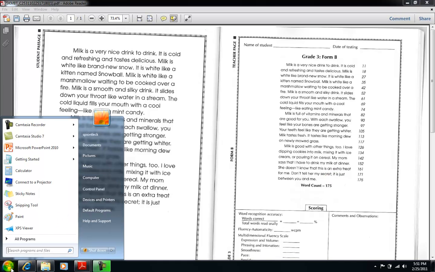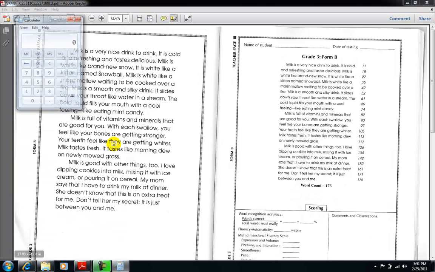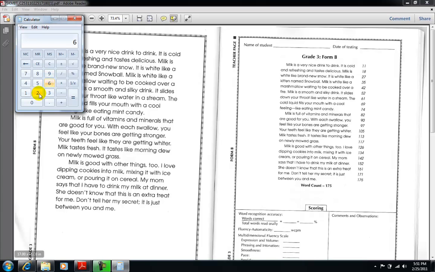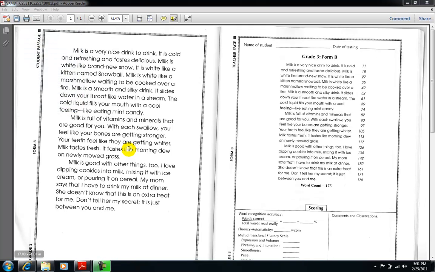So what I'm going to do is come over here and divide that. 62 divided by 65 gives me 95%. 95% is going to put me right smack in the middle of instructional reading level for 3rd grade, which I am a 3rd grader. That puts me at instructional, so I'm pretty close to being on target and clearly on grade level as far as instruction.